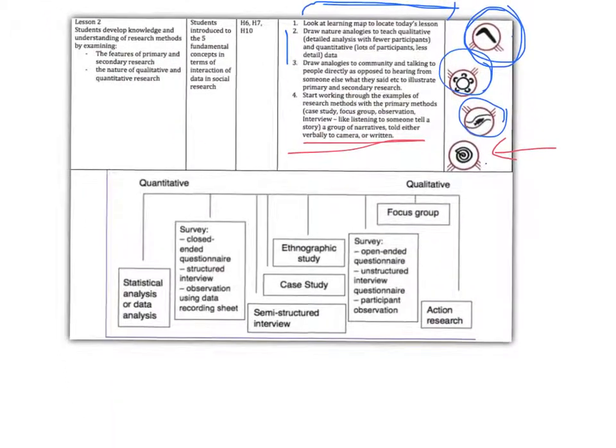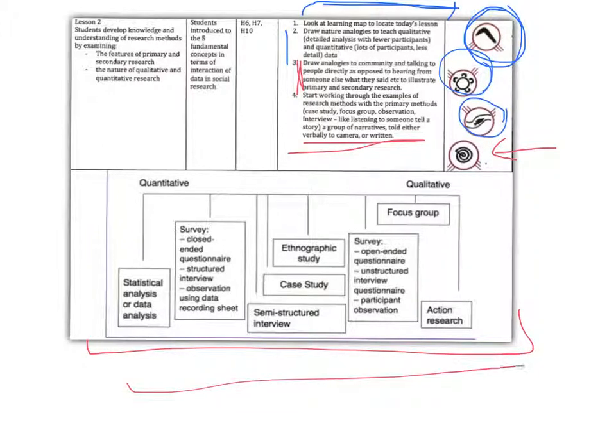We're also going to draw analogies to community and talking to people, as opposed to hearing from someone else what they said. So that's to illustrate primary and secondary concepts of research. And in terms of qualitative and quantitative analysis, I find this diagram particularly useful because it shows that it is actually a spectrum. Rather than being one or the other, there are some things that are in the middle and will be a little bit of both.